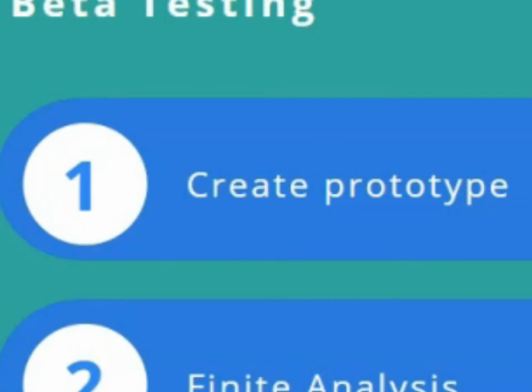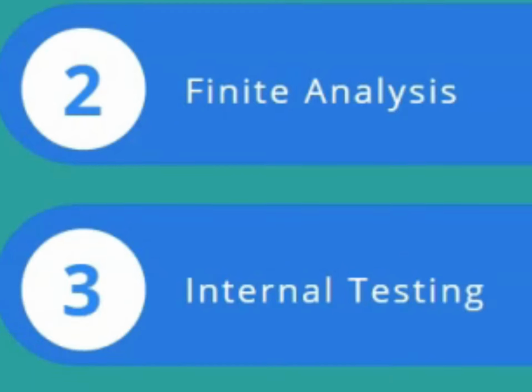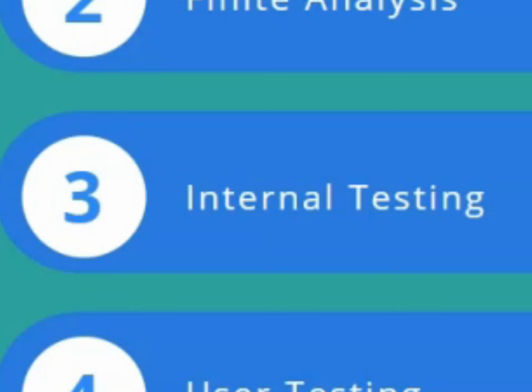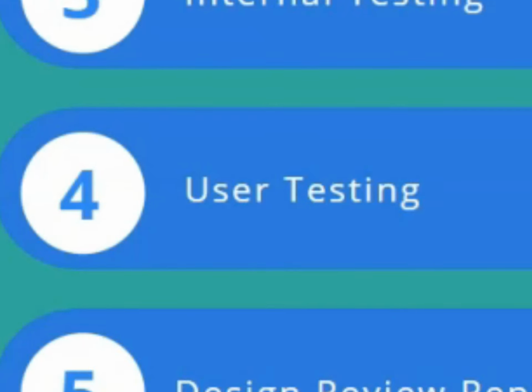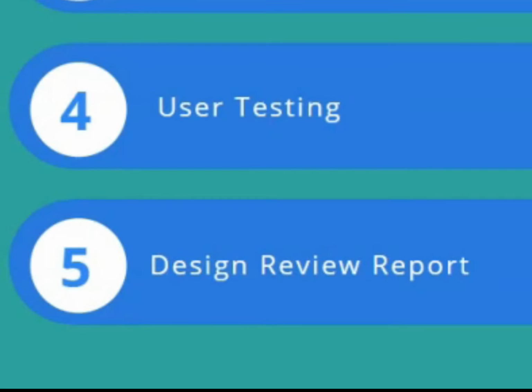Create 1 or several models to try. Perform a series of engineering simulations on the design. Physically put it through its paces. An outside group trying it out in the environment it will be used in. A comprehensive review of the prototype used to evaluate its viability.